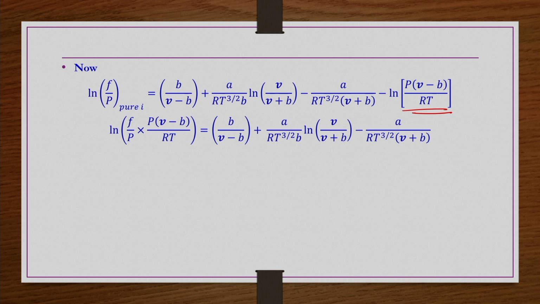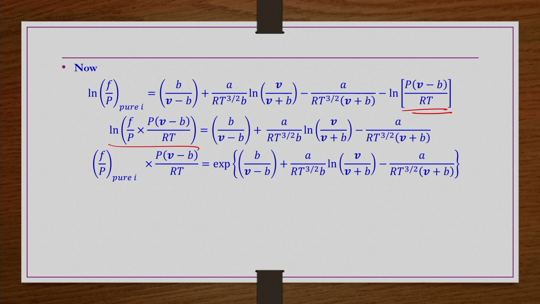Now, what I do, the last term of the RHS I am taking to the left hand side, then I can have this ln of f by P pure i plus ln of P V minus B R T. So, ln of A plus ln of B is equal to ln of A multiplied by B, so I can write ln of f by P multiplied by P V minus B R T, and the right hand side terms I am keeping as they are without any change.